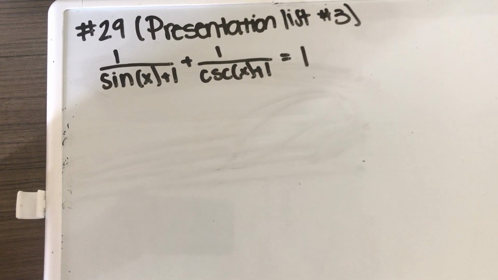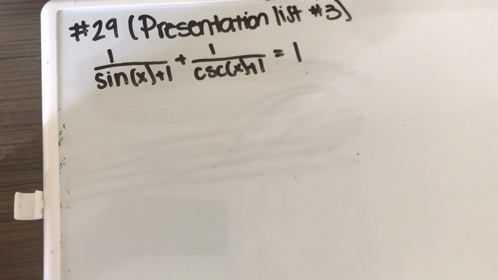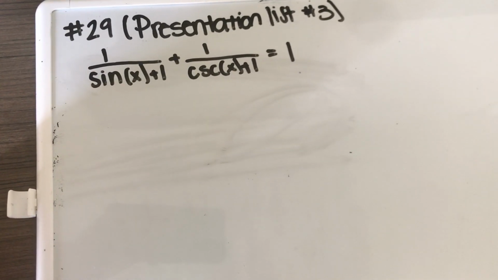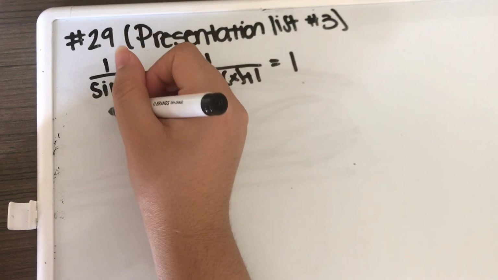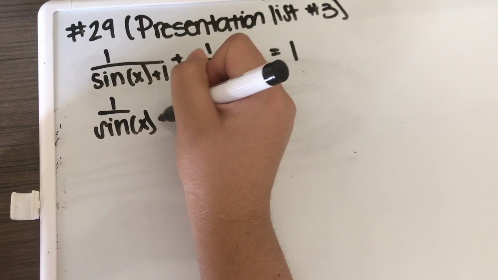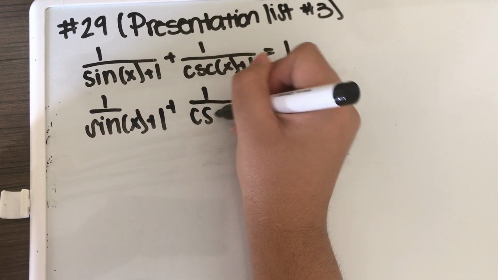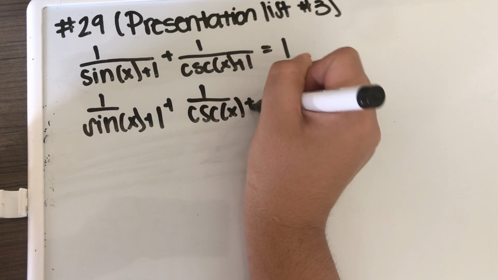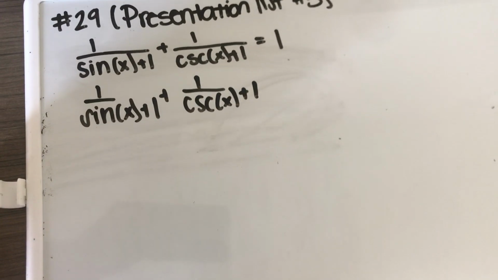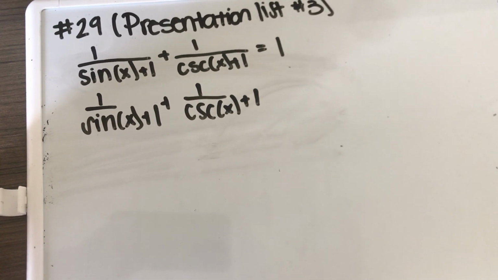Question number 29, presentation list number 3. So the first thing we want to do is rewrite it. The reason we are rewriting it is because we want to know if this is correct, if this actually equals 1. Once we are done rewriting it without the 1, we will be transforming the expressions.